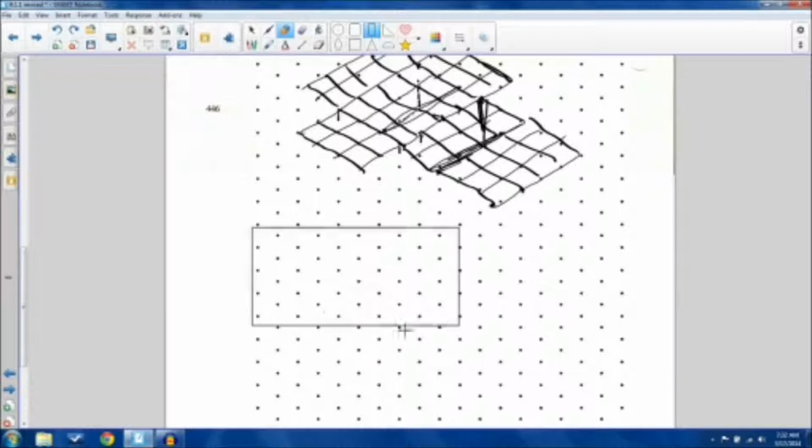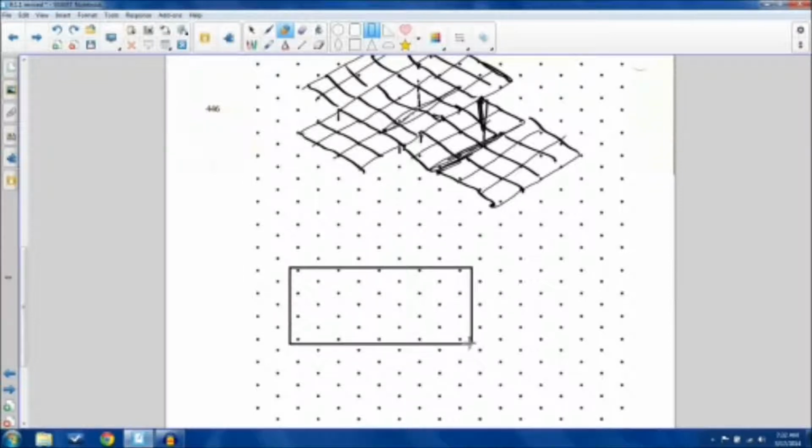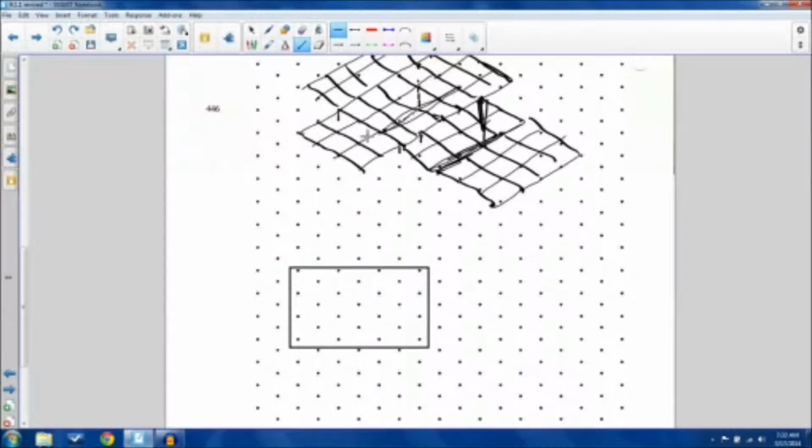It'll be like, if I take this right here, and this was the 3 by 4 top of the box.